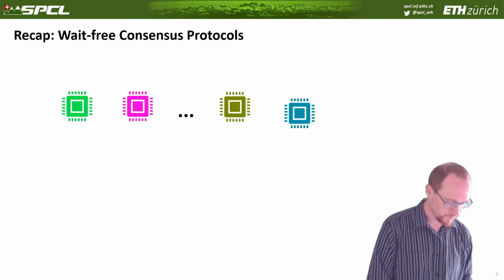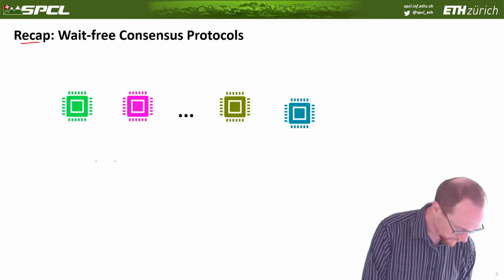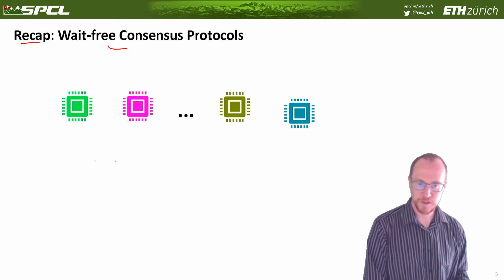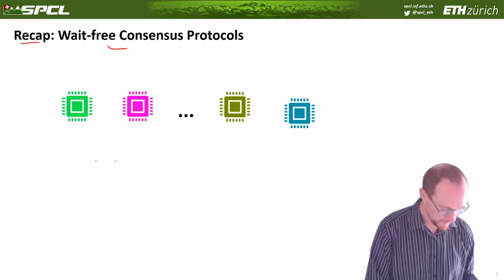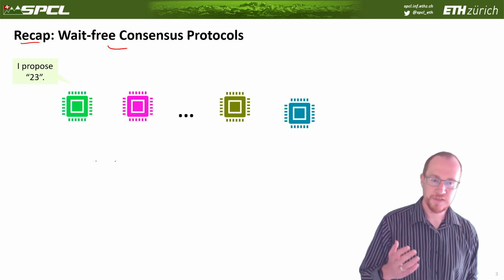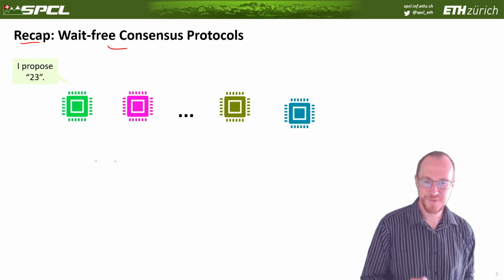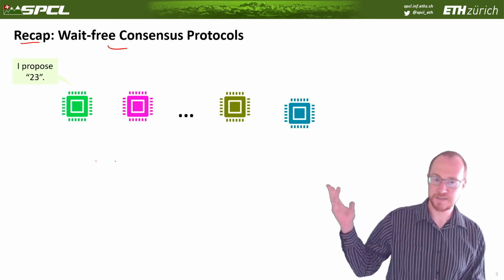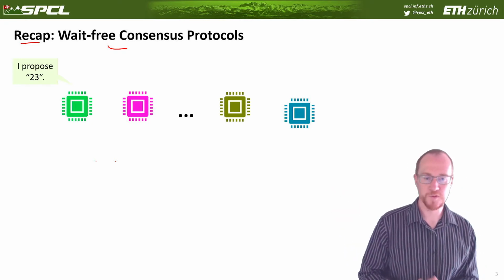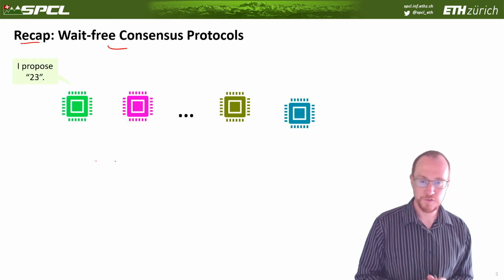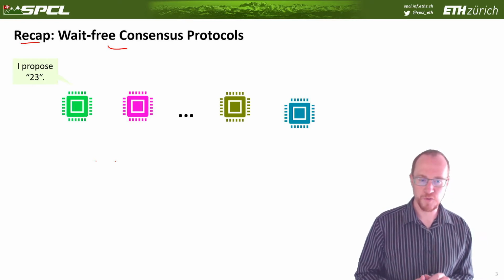Okay, so let me get right to the point. Let's quickly recap the wait-free consensus protocol. We have multiple different threads or cores that want to reach a common goal. The simplest protocol we can have is this consensus, where each of the threads proposes a value. Like in this case, the green processor proposes 23, and there are 3 conditions that have to be met. The returned value has to be one of the values proposed.